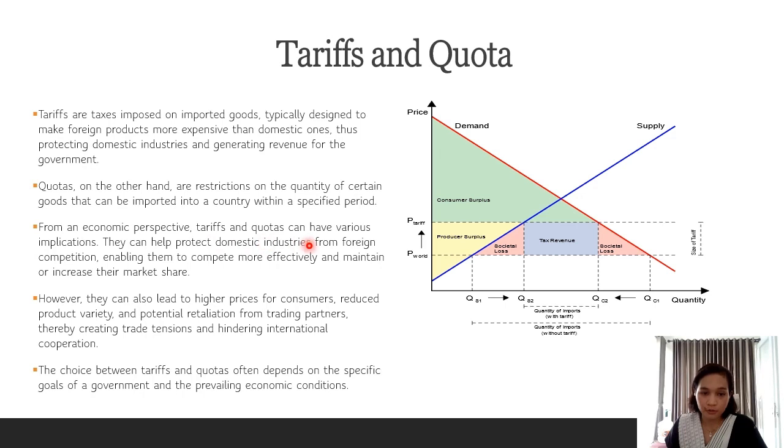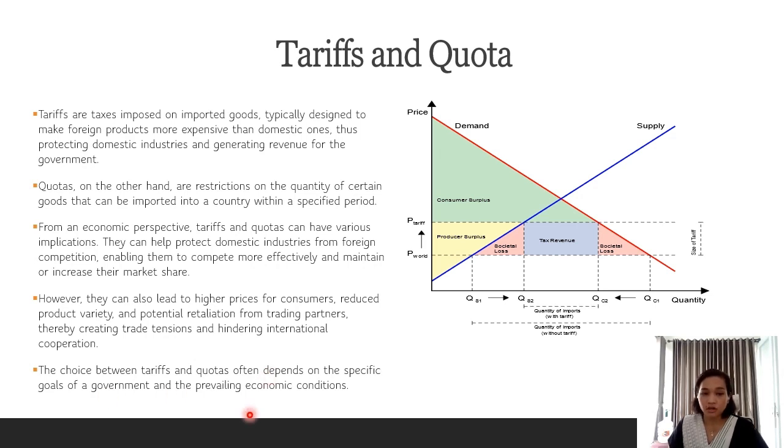From the economic perspective, tariffs and quotas can have various implications. They can help protect domestic industries from foreign competition, enabling them to compete more effectively and even increase market share. However, they can also lead to higher prices for consumers, reduced product variety, and potential retaliation from trading partners, creating trade tensions.